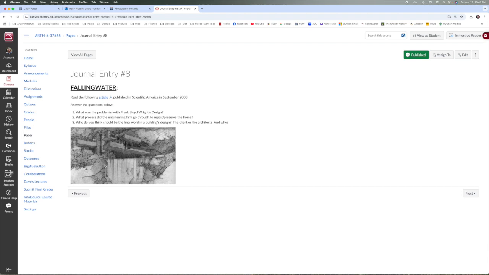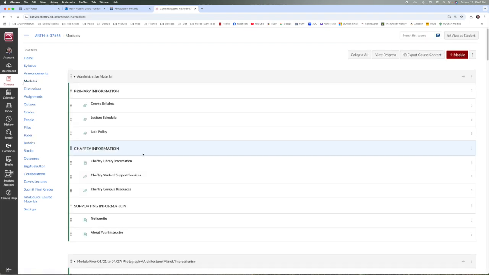It can't be, oh, it's a combination of both, which really it should be. But this is more black and white. Should it be the client or the architect, and why? It's just an opinion answer.